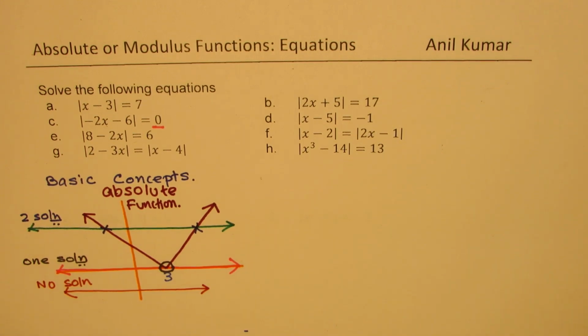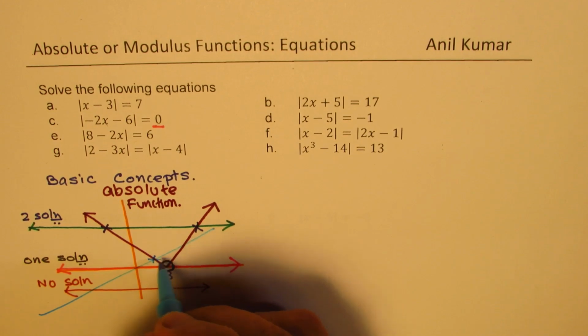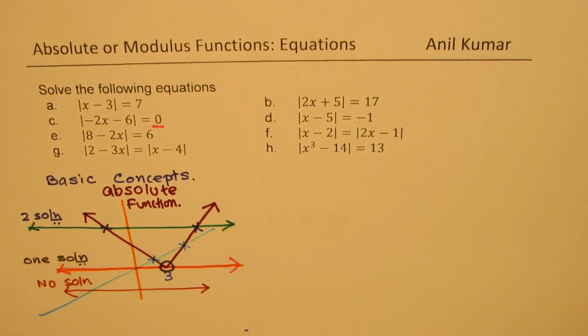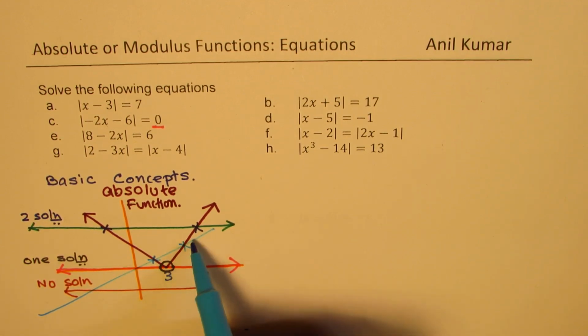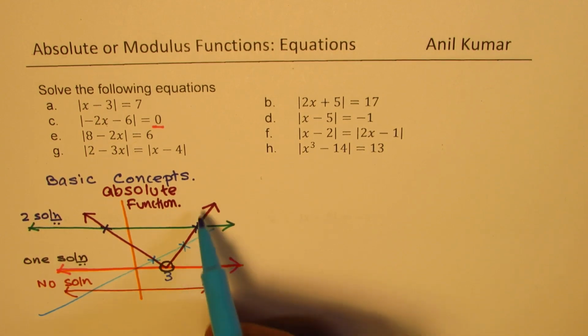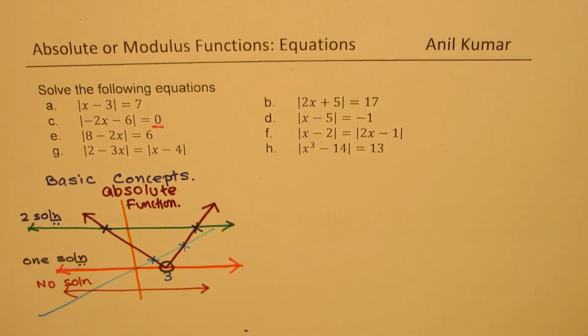Well, even if the lines are inclined, for example, if I have something like this, even then, see, we have 2 solutions, correct? So for inclined lines also, we have the same conditions. It could be tangent at a point, right? It could be outside of the range of the absolute function. So we may have 2, 1, or no solution. Is that clear to you, right? So it's very important to understand this part.